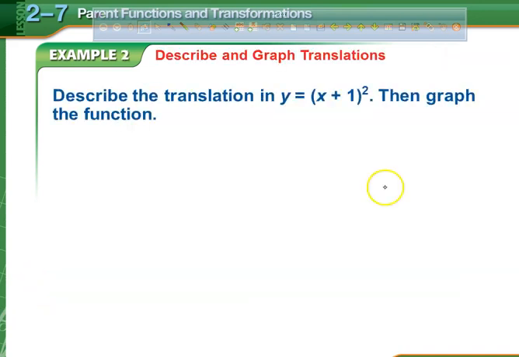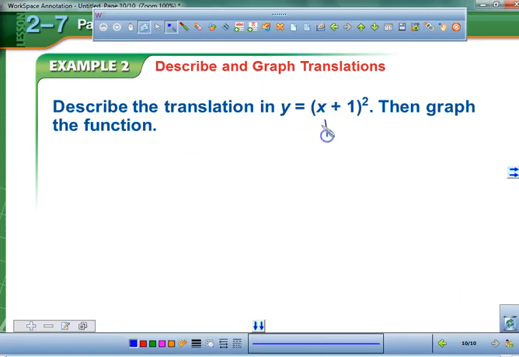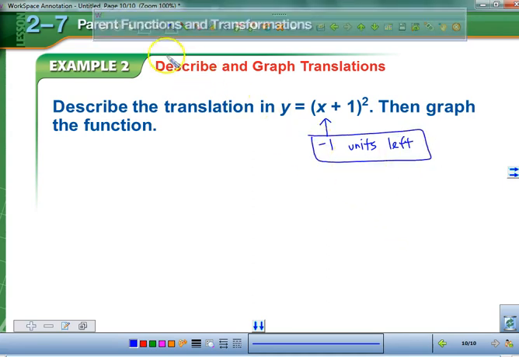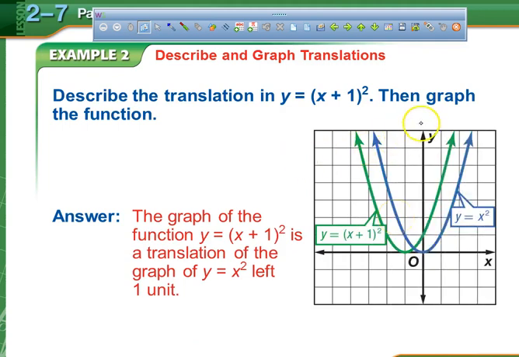Ooh, what's happening with this graph? It says x plus 1 squared. What's happening? It's moving. Parabola. It is a parabola, but which direction is it moving? It's moving negative 1 units. Yes. Okay, that's what's happening with this graph. It's going to the left.